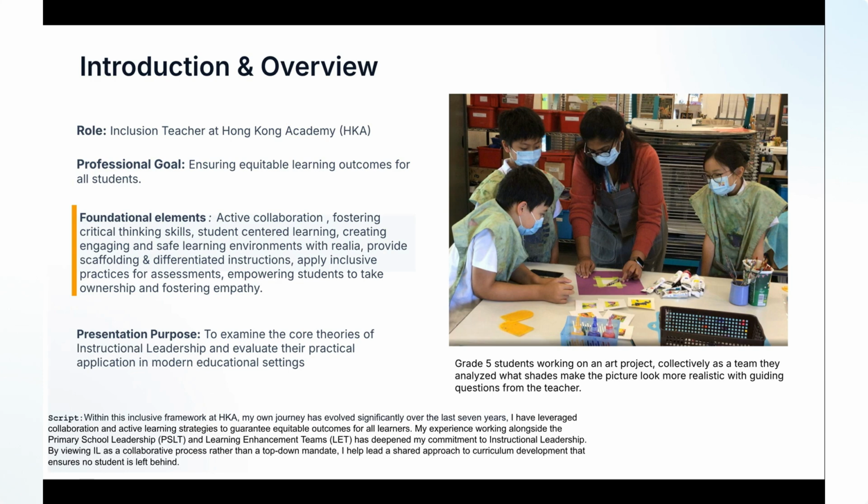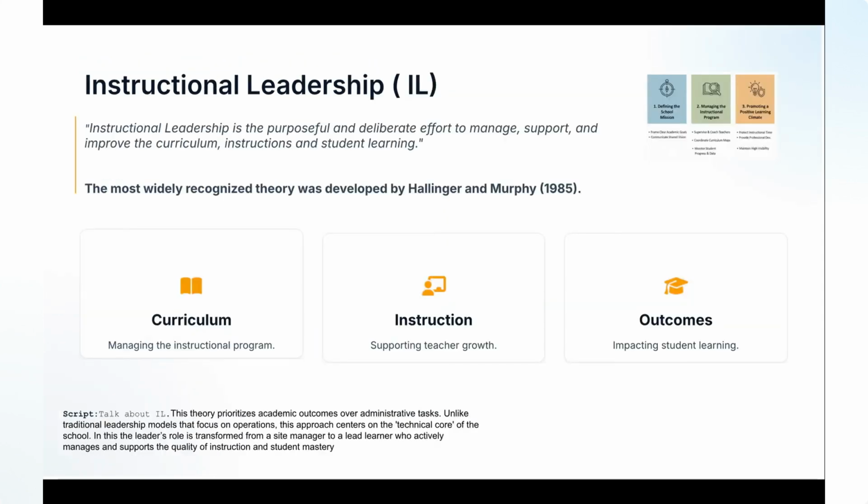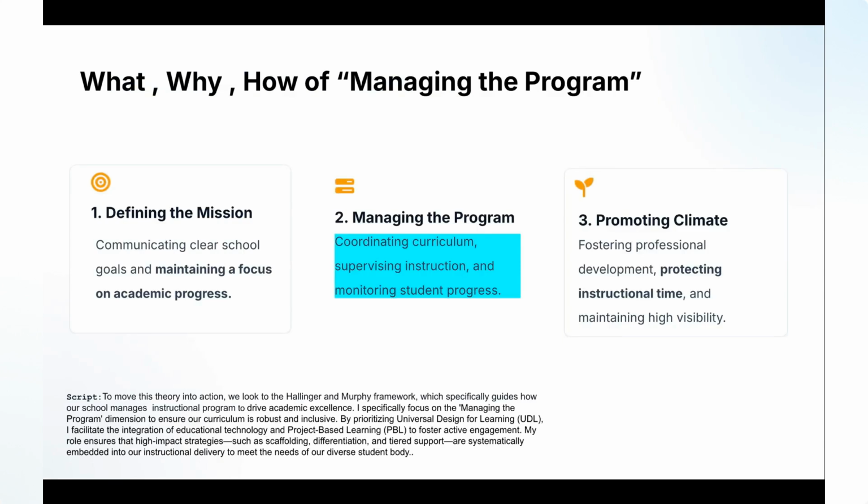The most widely recognized theory was developed by Hallinger and Murphy in 1985. This theory prioritizes academic outcomes over administrative tasks. Unlike traditional leadership models, this approach centers on the technical core of the school. The leader's role is transformed from a site manager to a lead learner who actively manages and supports the quality of instruction and student mastery. Looking at the what, why, how of instructional leadership.